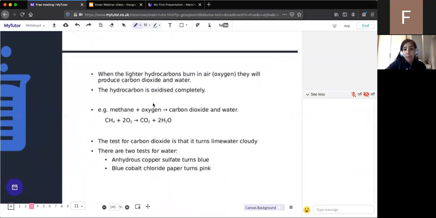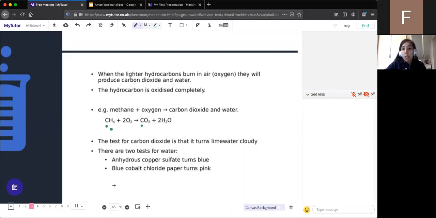So if I just zoom in a bit, so you can see I've given you an example there. I've given you methane and oxygen produces carbon dioxide and water, and this is a balanced equation. So we've got one carbon, four hydrogens, four oxygens, 2 plus 2 oxygens is 4. So it's really important. They do tend to put these in exam questions that you need to be able to balance them as well. So if you remember complete combustion, which means that there's plenty of oxygen in the air that allows the hydrocarbon to burn, will produce carbon dioxide and water.